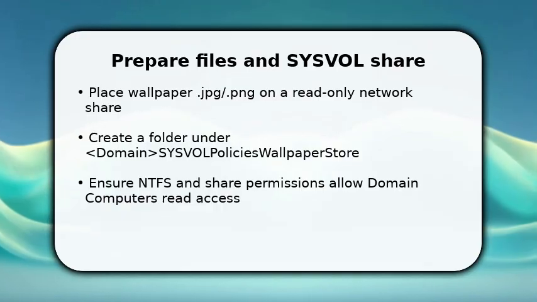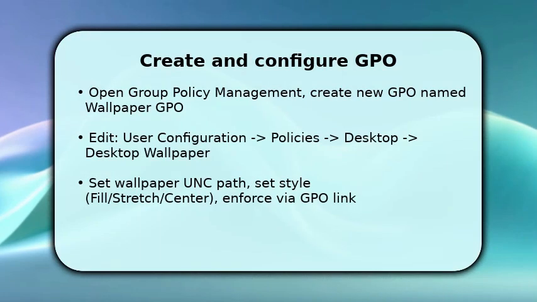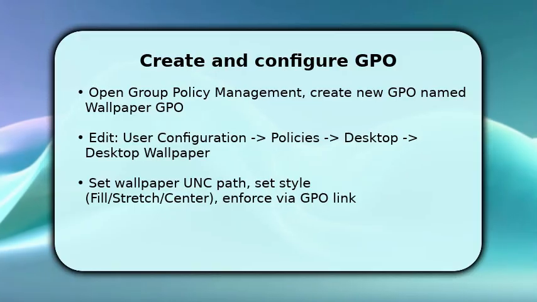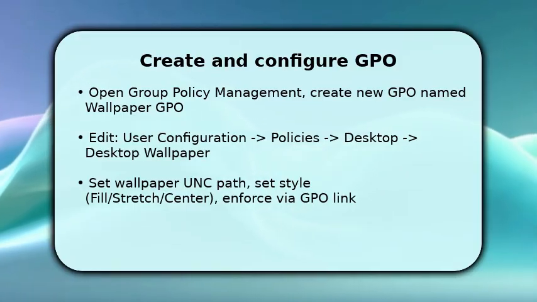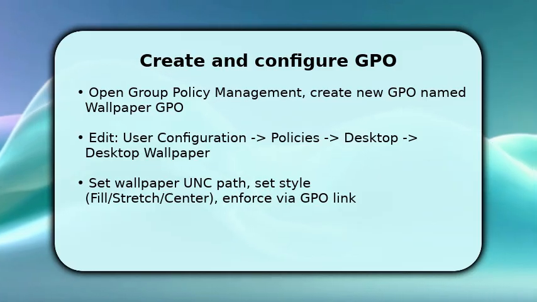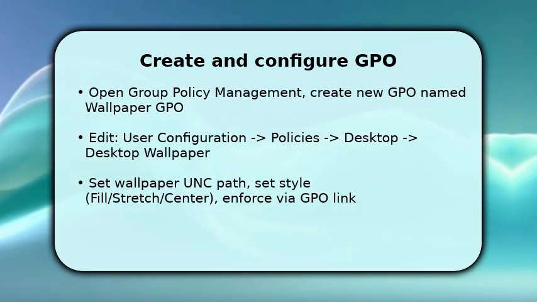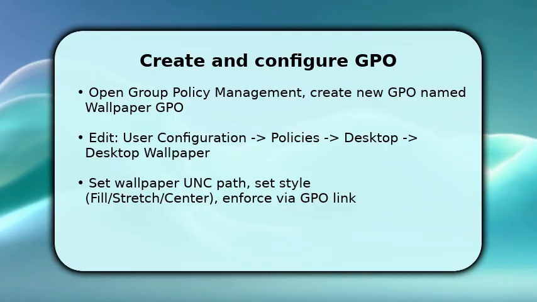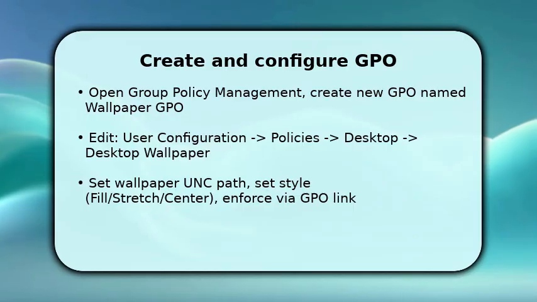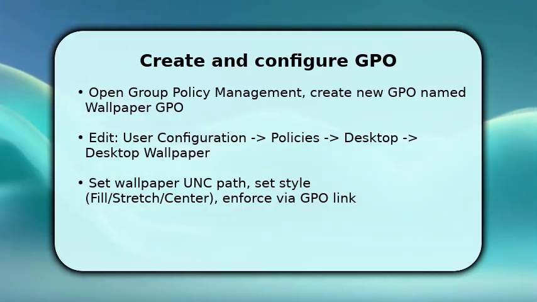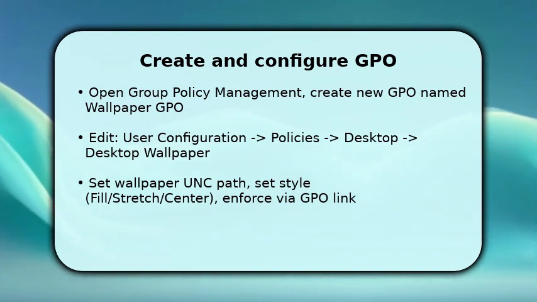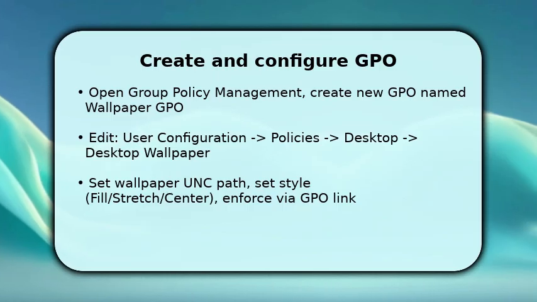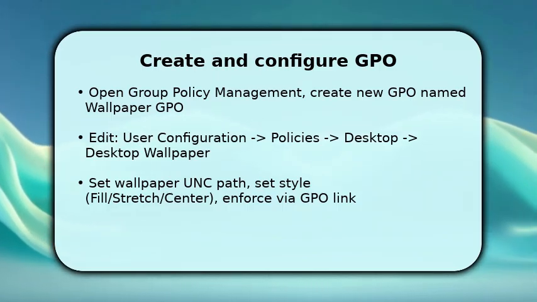Next, create a new GPO called Wallpaper GPO in Group Policy Management and link it to the OU with target users. Edit the GPO. Navigate to User Configuration, Policies, Administrative Templates, Desktop, Wallpaper. Set the policy to the UNC path in sysvol, choose Style, Fill, Stretch, Center, and enforce the setting. Make sure to use user configuration unless you plan loopback processing. After configuring, run Group Policy Modeling or Resultant Set of Policy to validate the intended scope.